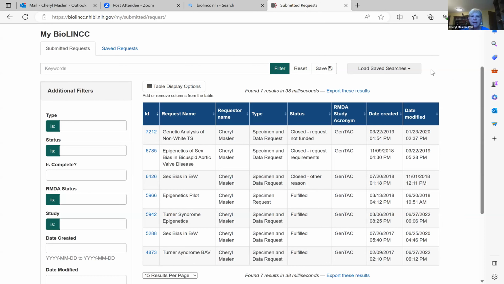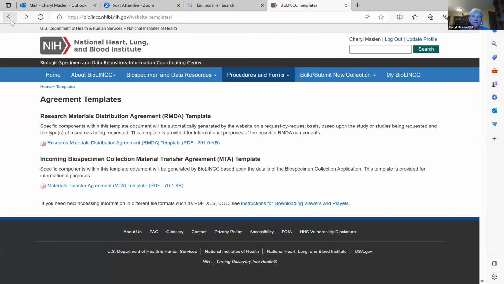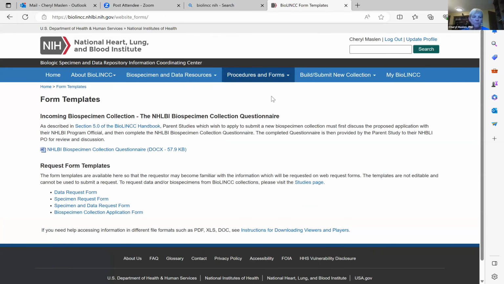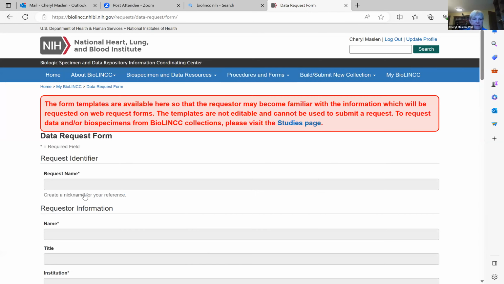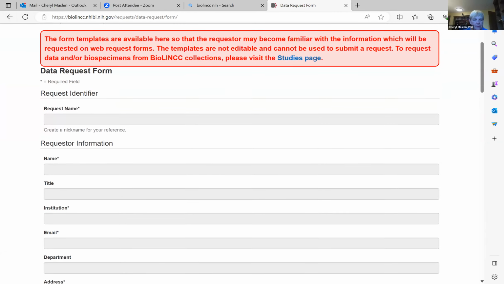Going back in the process, I'll back out of here and back to the forms. One of the most important things to know is that when you do this, you are going to have to do a lot of back work in order to get a request approved. So let me share here the data request form. One of the first things you might want to do is fill out some of these forms, and you'll see that there's a fair bit of information required here.